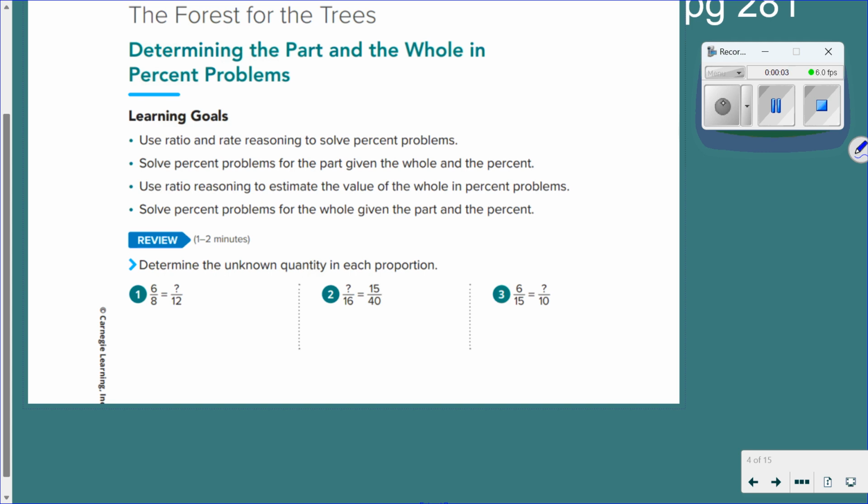We are continuing our learning on percent, and today we're going to learn the percent proportion, which is my favorite way to solve percents. So I'm super excited. You probably aren't, but that's okay.